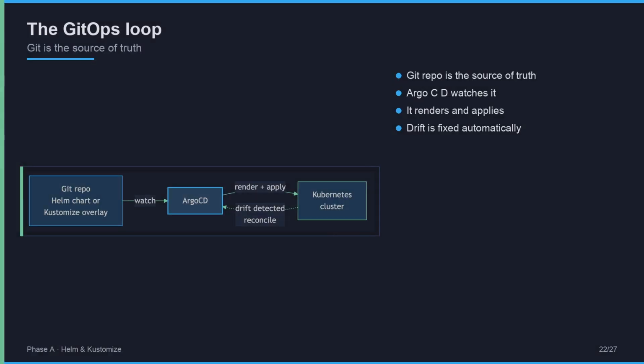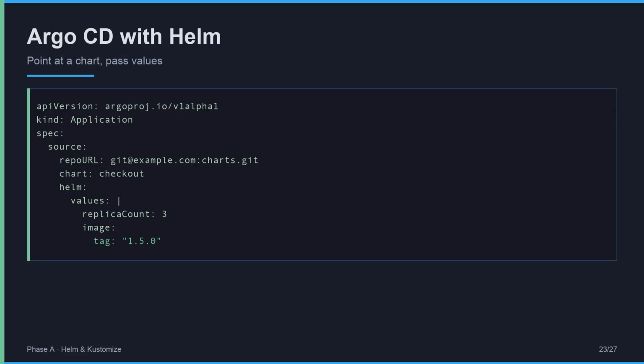Here is the full GitOps loop. Argo CD watches a Git repository. Whenever the repository changes, Argo CD renders the manifests, using Helm or Kustomize, whichever the repository holds, and applies them to the cluster. And it works the other way too. If someone edits the cluster by hand, Argo CD detects the drift and reconciles it back to what Git declares. Git wins. Always.